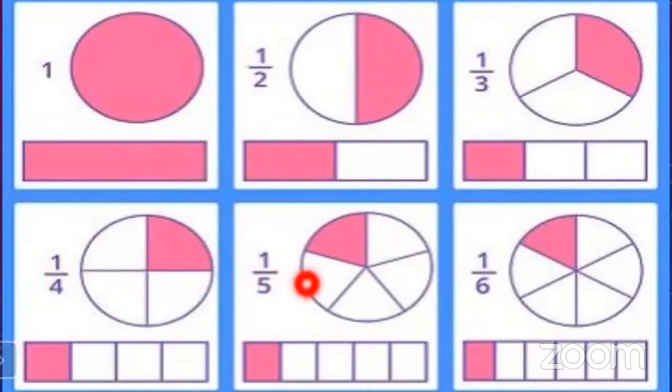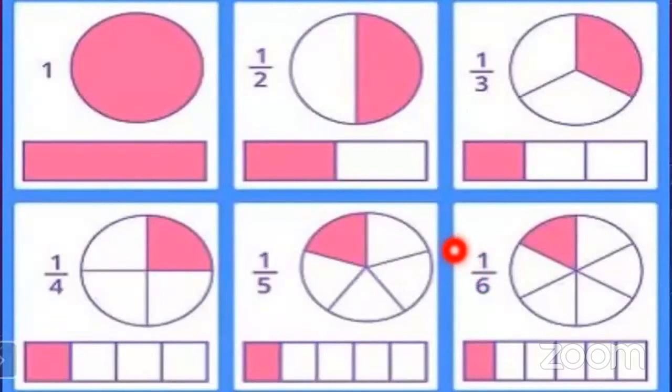But look at here now. This figure is divided into 5 equal parts. Out of the 5 parts, 1 part is taken, or shaded here. So it is represented like this, 1/5. You can see the rectangle given below is also representing 1/5. Now look at the last figure, which is divided into 6 equal parts: 1, 2, 3, 4, 5, and 6. Out of 6 parts, how many parts are taken? 1. So it is 1/6.